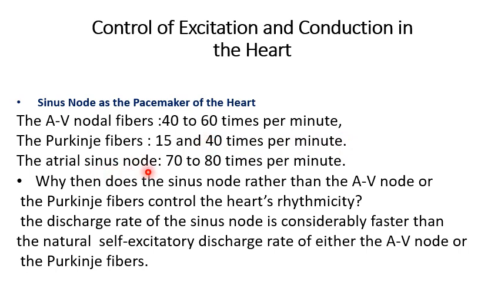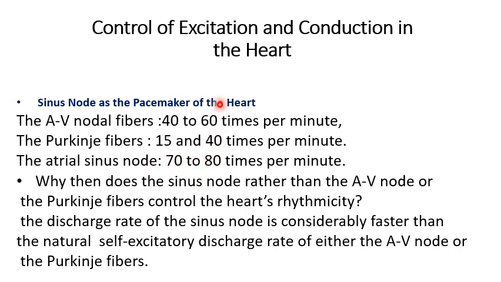However, in the SA node, the frequency of self-excitability is about 70 to 80 times per minute, and that's the heart rate. That's what we know about the heart rate. The heart rate is about 70 to 80 heartbeats per minute, and that's parallel to the self-excitatory rhythm of the SA node. So why is the sinoatrial node the one that makes the pace, or that is considered the pacemaker?